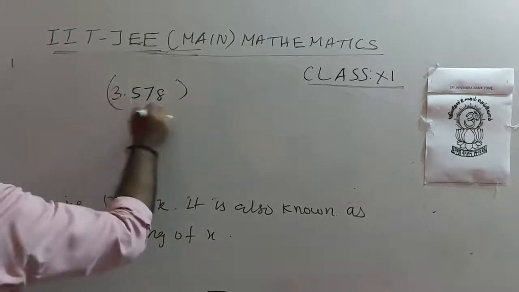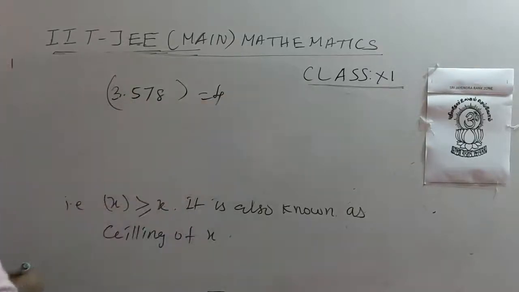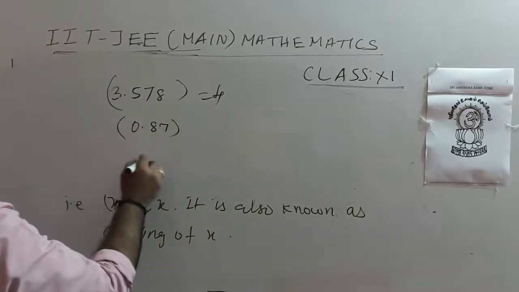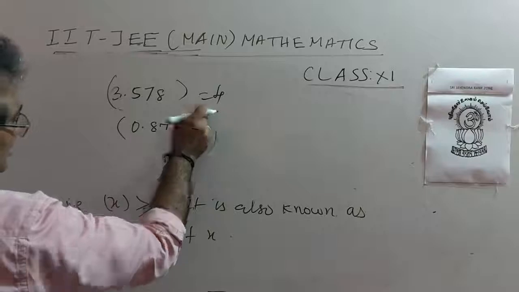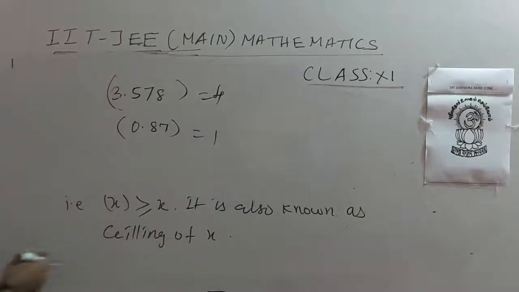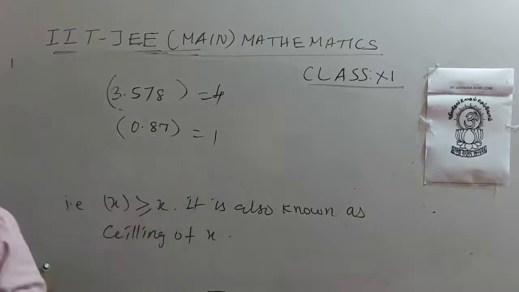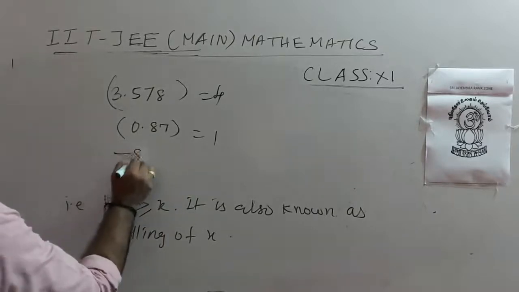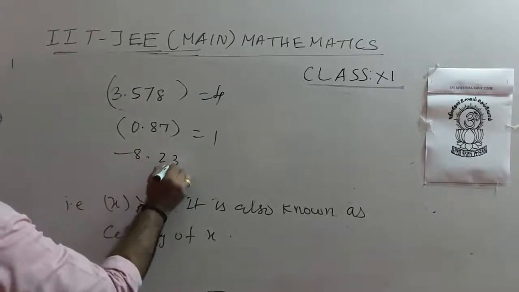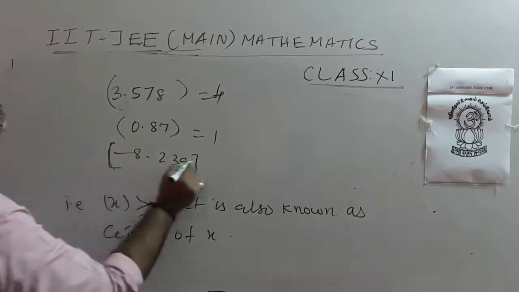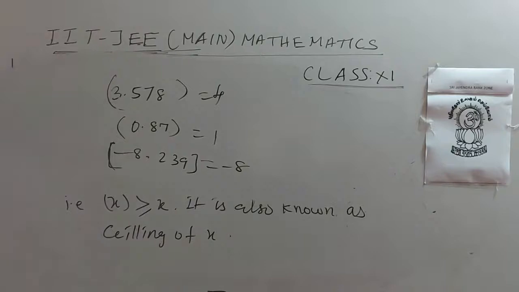For 3.578, that is 4. For 0.87, the next integer, you have to write 1. For the greatest integer you write 0. For the least integer function you have to write 1. For minus 8.239, in the previous case you write minus 9. But in this case you write minus 8.